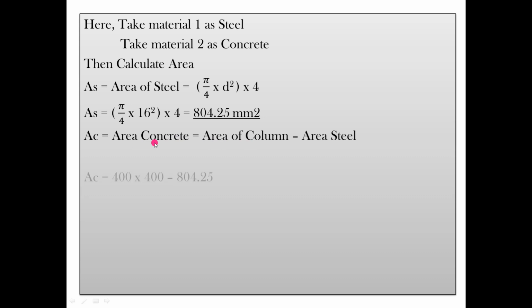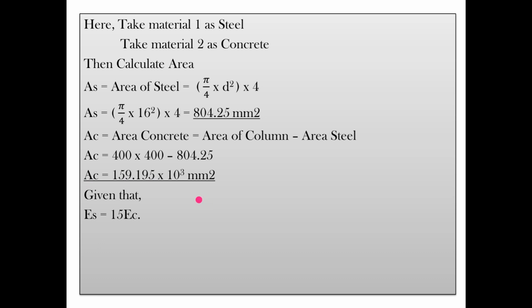Then we know the area of column is 400 by 400. The size of column is 400, each side of the square section, hence 400 by 400 is the area of column, minus the area of steel 804.25. Then by deduction we get the area for concrete as 159.195 into 10 raised to 3 mm square. This is the area for concrete.